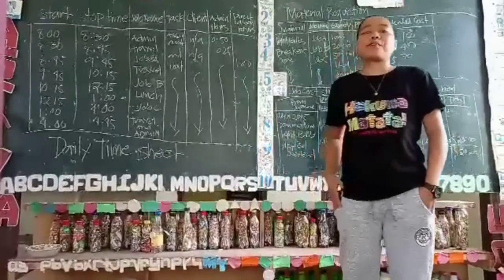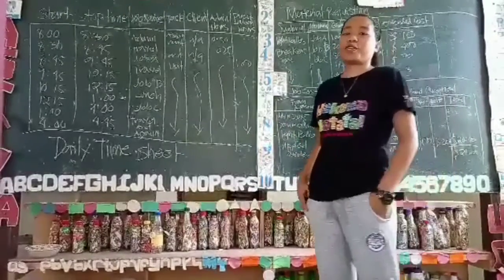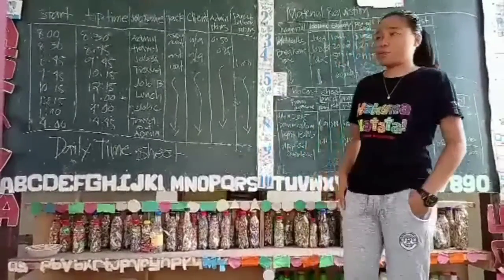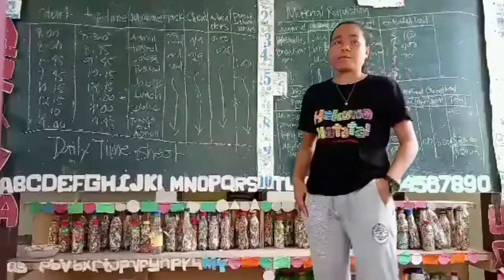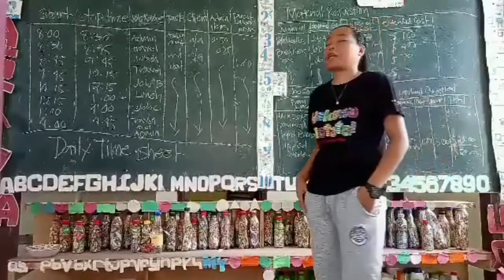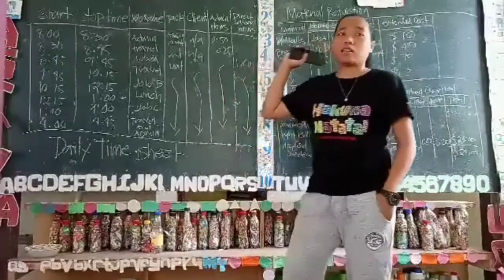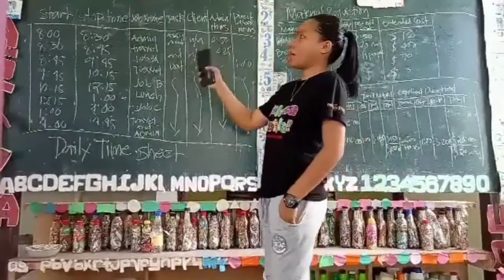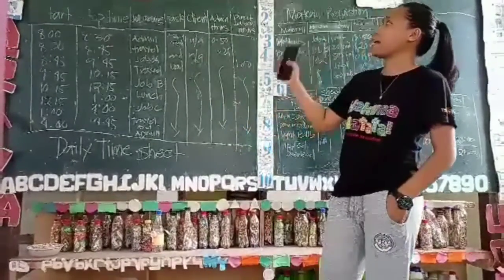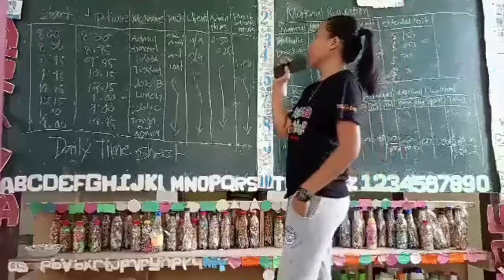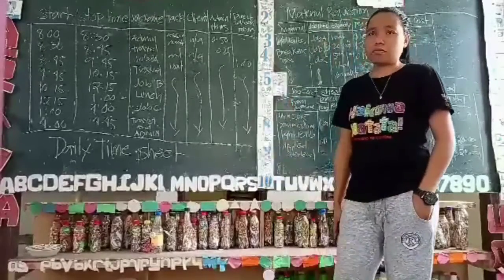Good day everyone, I am Harlene Flores, your next presenter for today. I will discuss how to compute the extended cost. First, here is the table for the daily timesheet, which has 7 columns: the start, stop time, job name, task, client, admin hours, and direct labor hours.